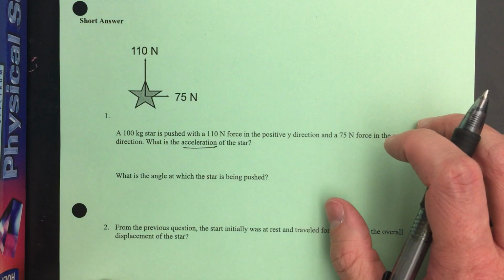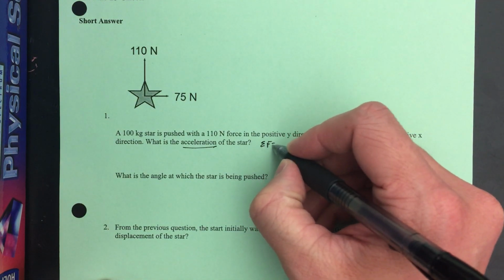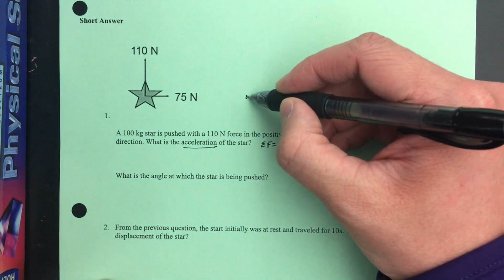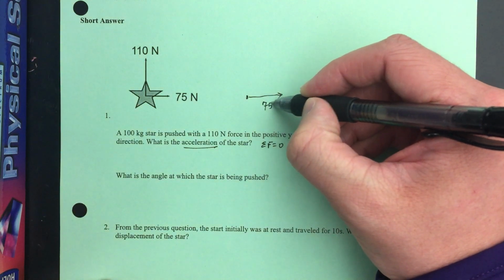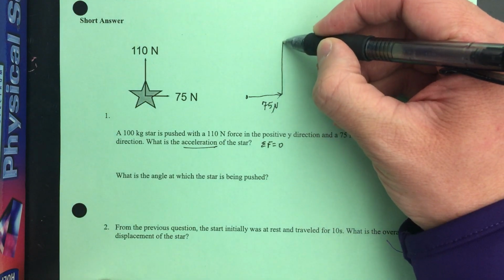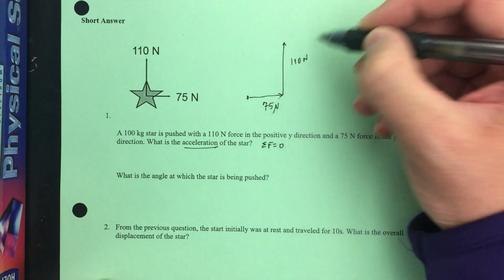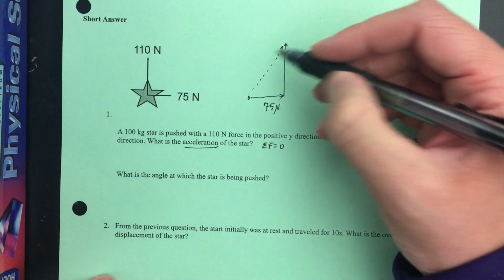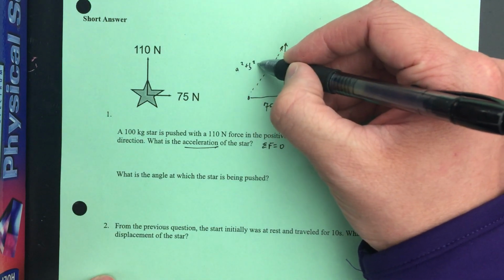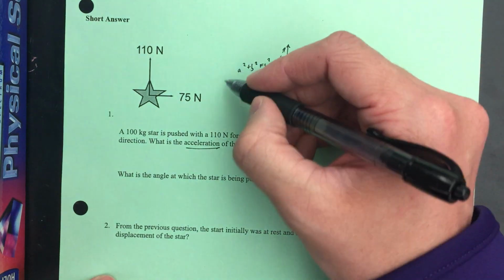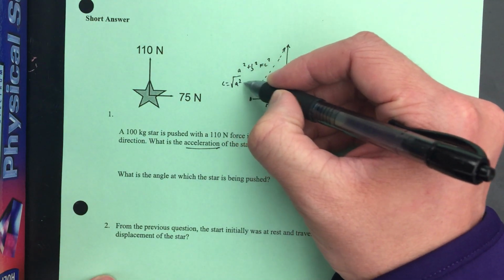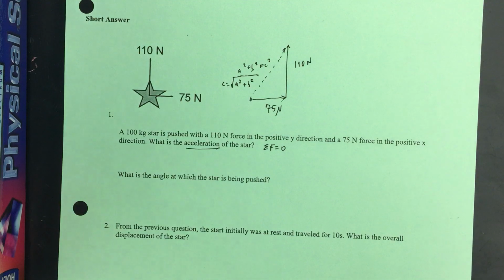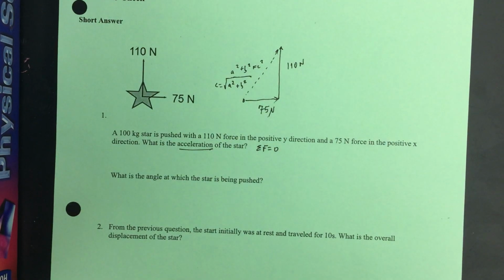In order to determine that, we need to figure out what the net force is. The star is being pushed with 75 newtons this direction, and we're going to make the 110 newtons up this way so that we have a right triangle. To find this line, it's a squared plus b squared equals c squared, so c is equal to the square root of a squared plus b squared. That way we can really detail out how to come up with that number.